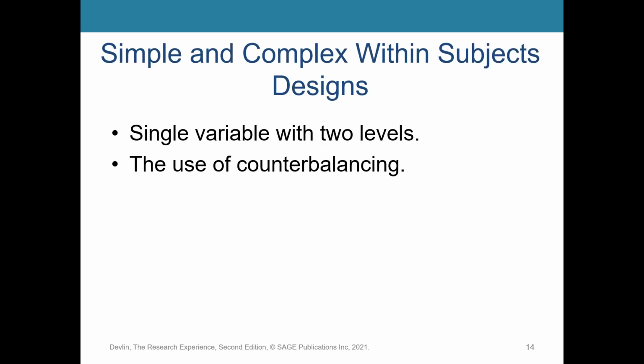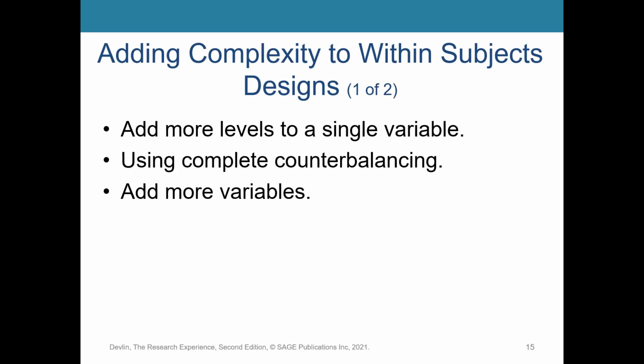Now, your most basic design is your single variable with two levels. So you have one single variable with two levels. Now, you can always add more levels to a single variable. Now, as I said, this makes it more challenging to do a complete counterbalancing. So you might want to do a partial counterbalancing, and you might run into issues with participant fatigue or lack of motivation. So you always want to keep that in mind when designing your research designs.